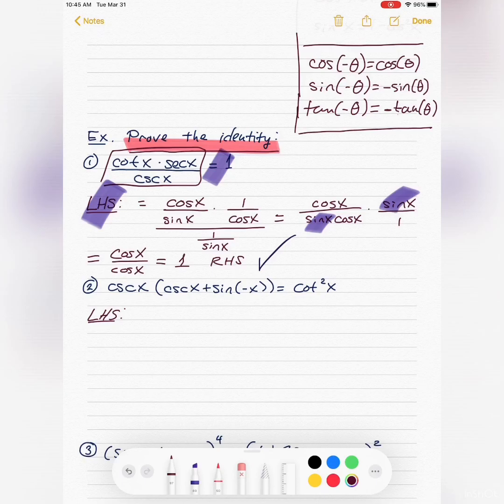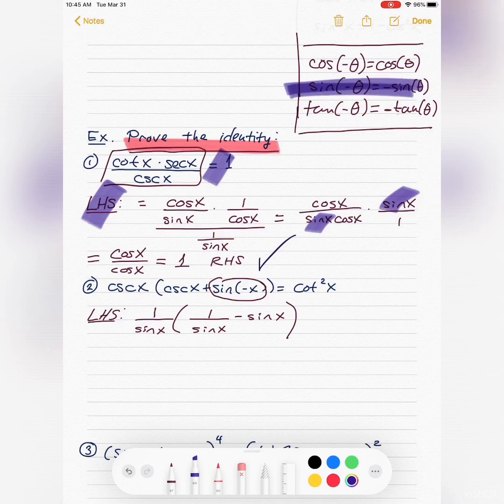So I don't know. I'm looking at the left-hand side. I guess I'll try something. I'll try writing cosecant as 1 over sine. And then whenever I see this negative argument, I really think right away, I'm going to use one of my properties from up here, right? So I used that guy. Okay, what next?